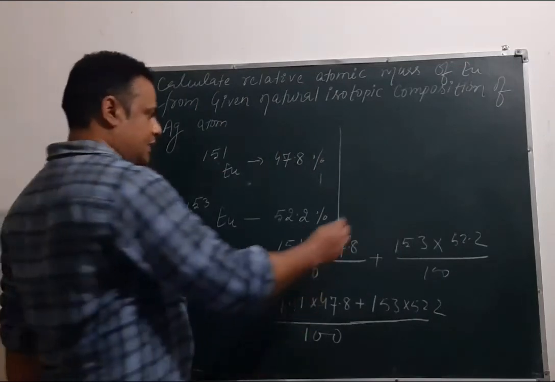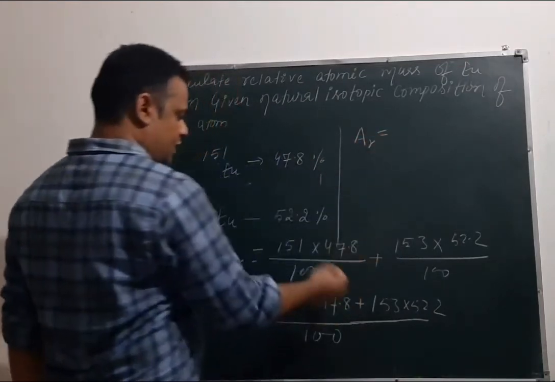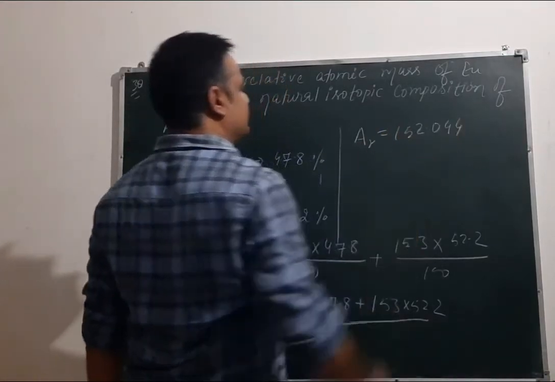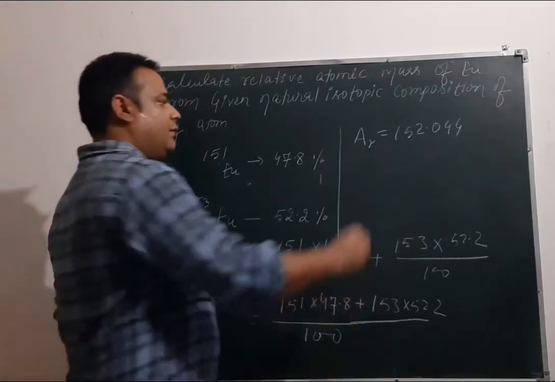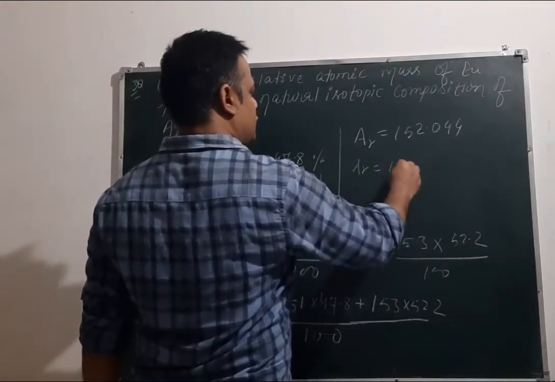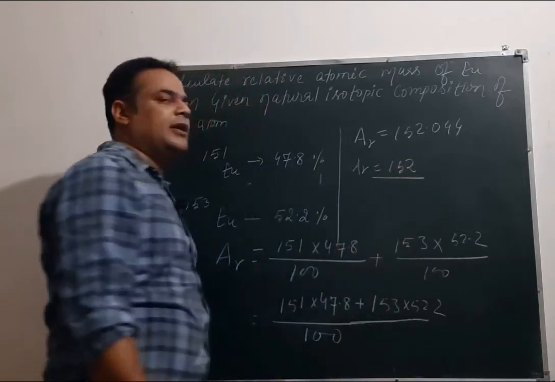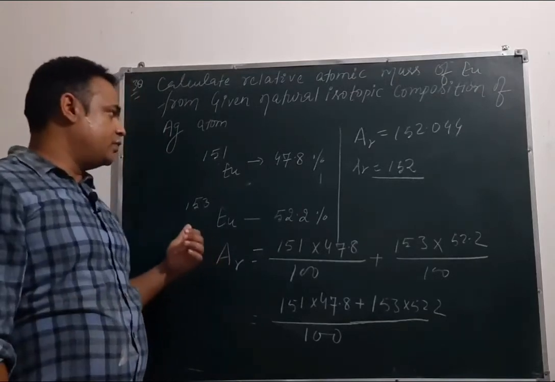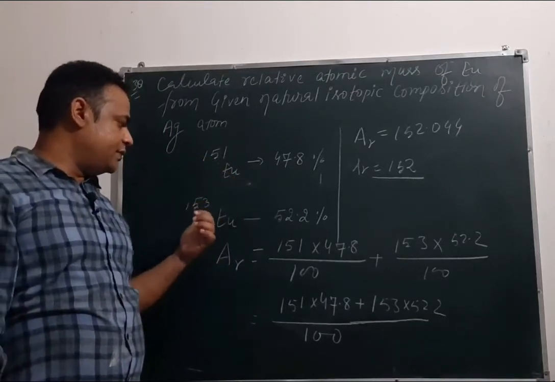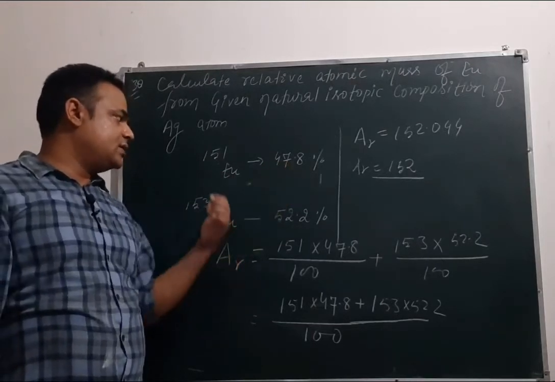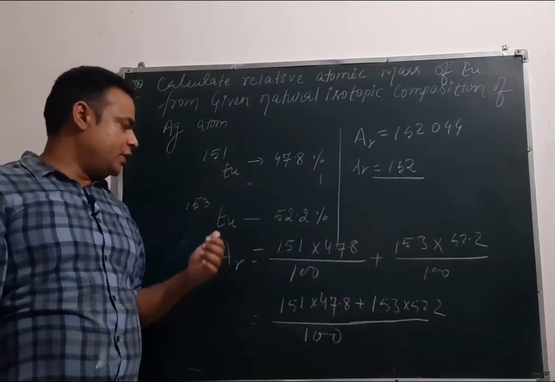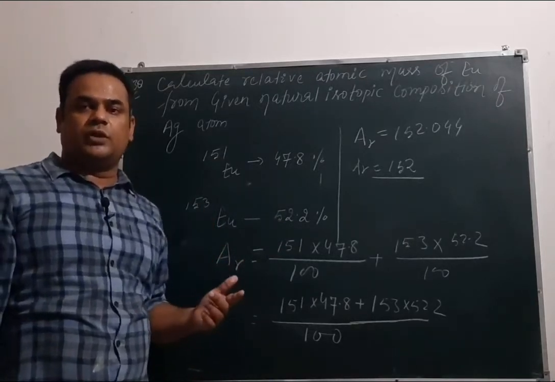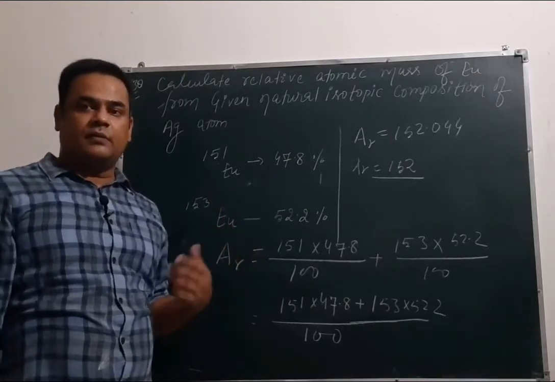Now on calculating all these values, it will be 152.044. So we'll write this value approximately as 152. So this is the relative atomic mass of europium, if the natural composition of europium is 151 Eu with 47.8% and 153 Eu with 52.2%. So finally, one more question to understand this concept, and after that we'll move to the next topic.